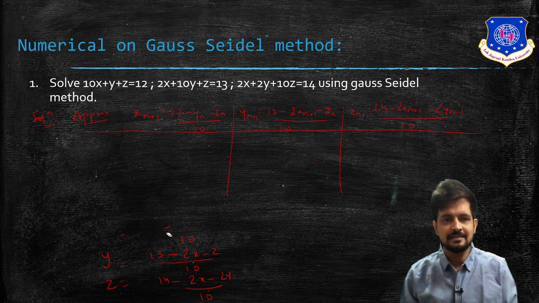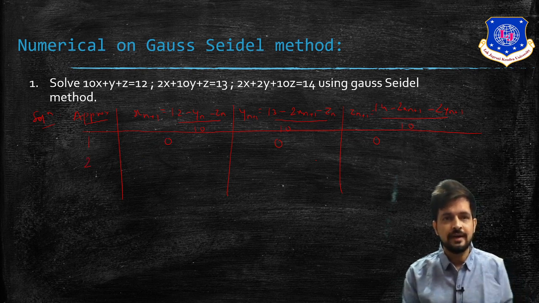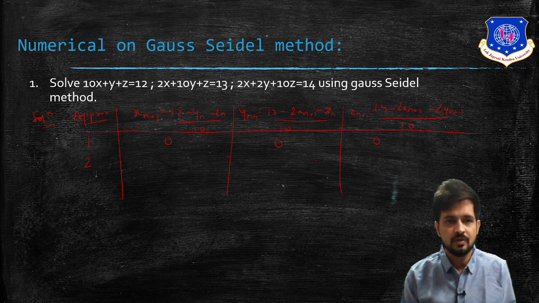What is our next step? In this you have to select the decimal places as 4. By default you have to select 4 because nothing is given. Here initially we have to take 0, 0, 0 as our x0, y0 and z0. Then to find the value of x(n+1), see this is the first approximation. 0, 0, 0 initial is already given, then x(n+1).